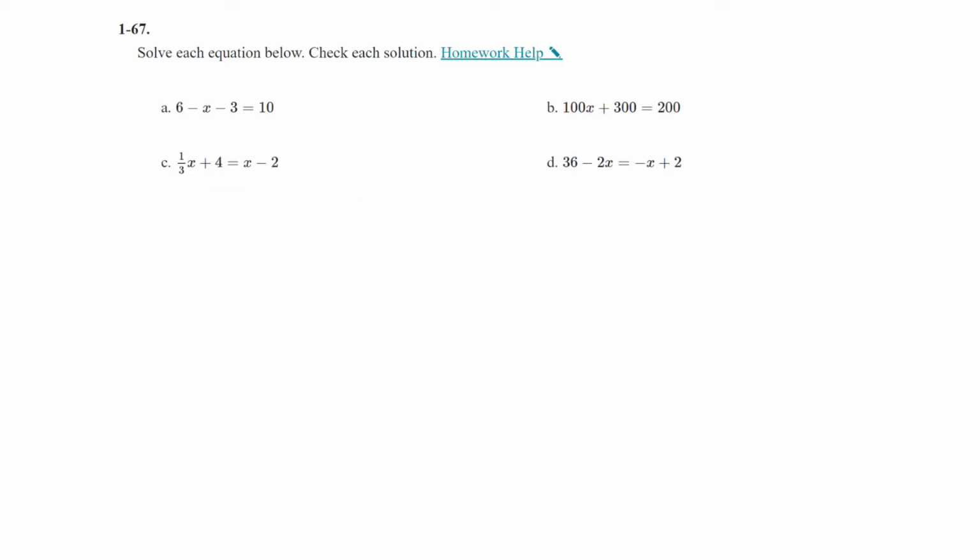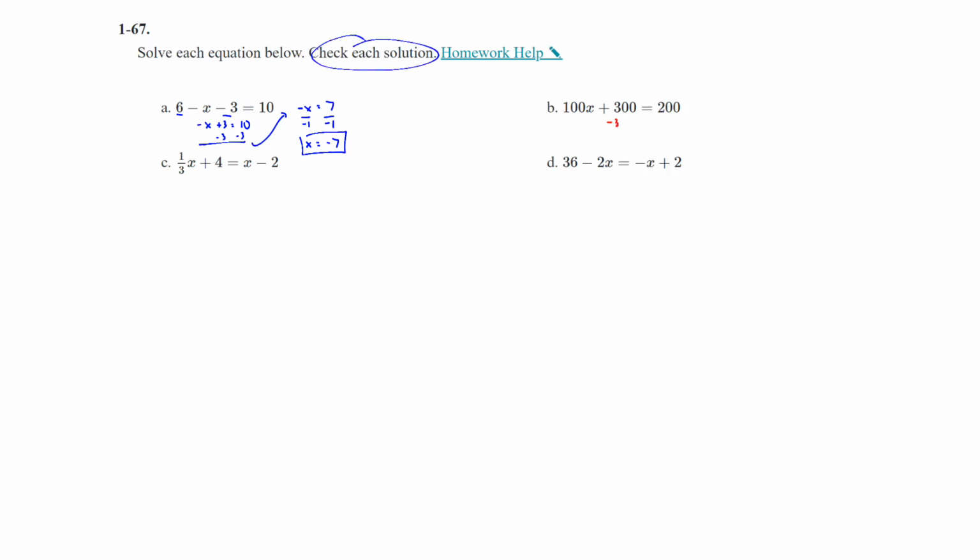Question 67. Solve each equation below and check your solutions. On part A, we can combine our like terms, 6 and negative 3. So that's negative x plus 3 equals 10. We can then subtract 3 from both sides, and that will give us negative x equals 7. We have to get x by itself, so we divide by negative 1, which gives us x is equal to negative 7. Make sure you plug those back in and check your solutions.